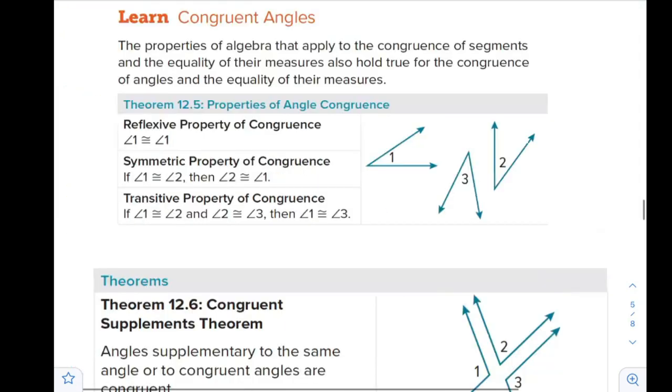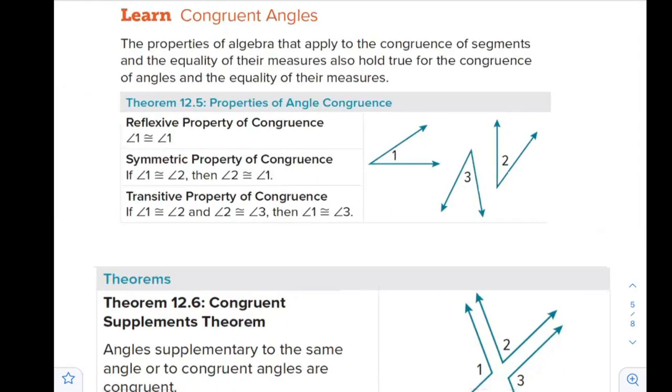Easy. Now let's go to part 2, congruent angles. The properties of algebra that apply to the congruence of segments and the equality of their measures also hold true for the congruence of angles and the equality of their measures. We will learn some terminology here. We have the reflexive property, which means the angle is congruent to itself, which is common sense. Symmetric property: if angle 1 is congruent to angle 2, then angle 2 is congruent to angle 1.